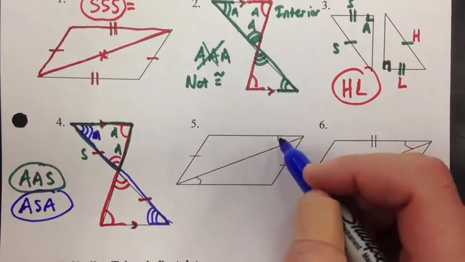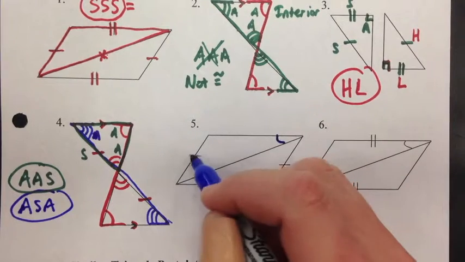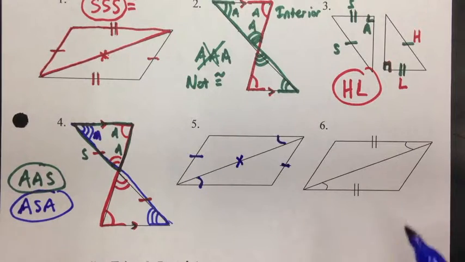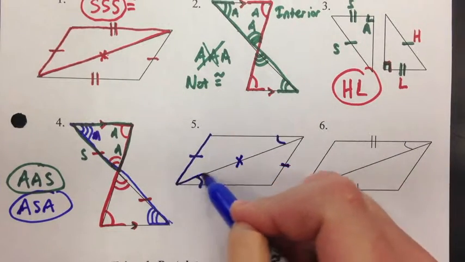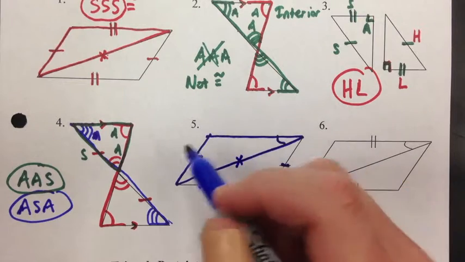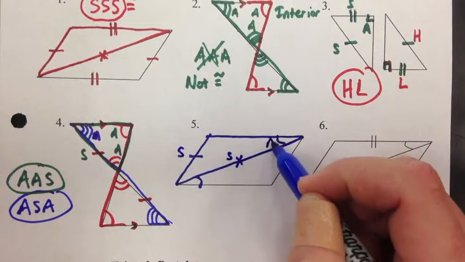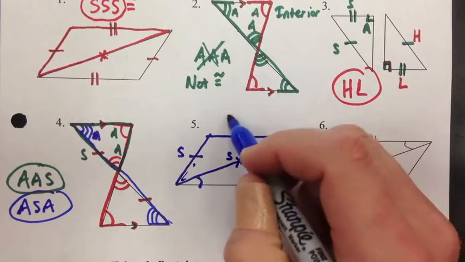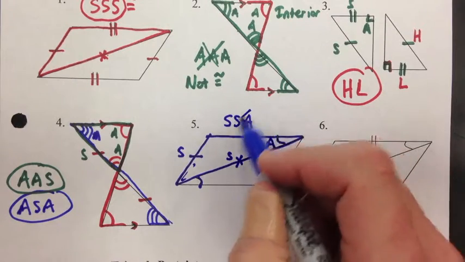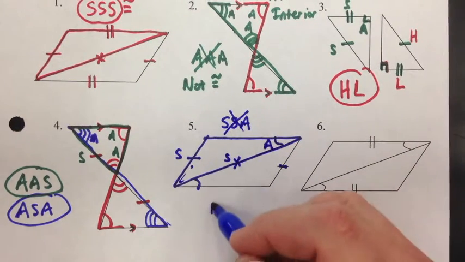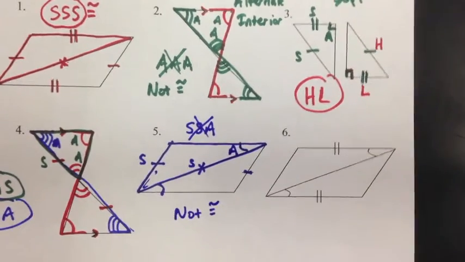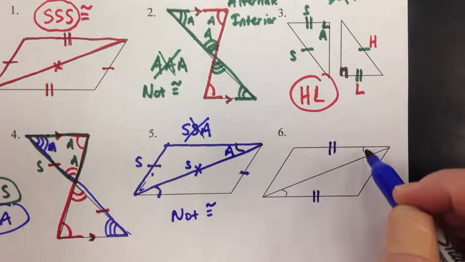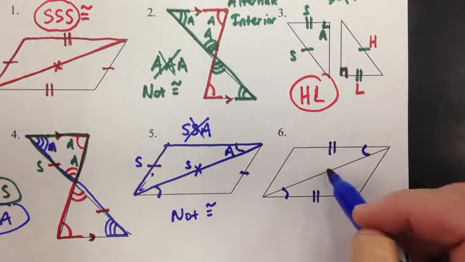Now number 5, 1 set of angles, 1 set of sides, and then we have the common side in the middle. Now if I look at one of the triangles, we've got a side, and an angle. Now the angle is not between the two sides. That's SSA, that's the bad word spelled backwards. No good, not congruent. Not enough information. Now number 6 is very similar. One set of sides. Here's the angle, one set of angles, and the common side.